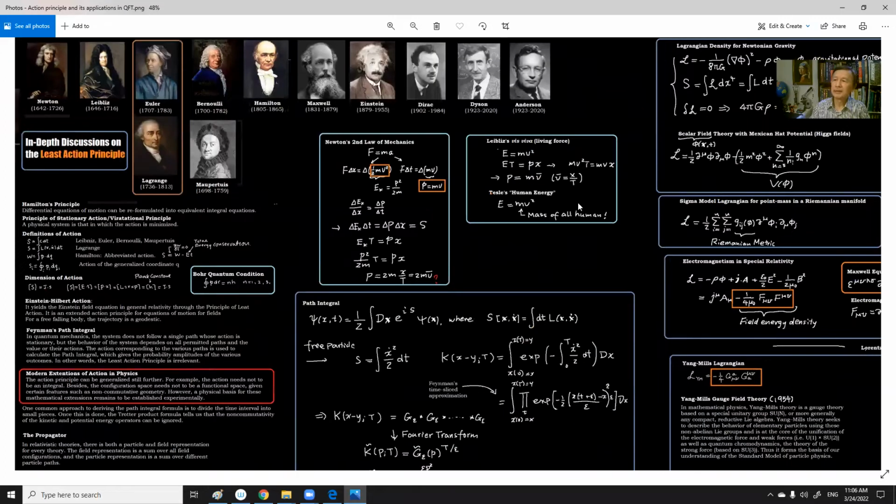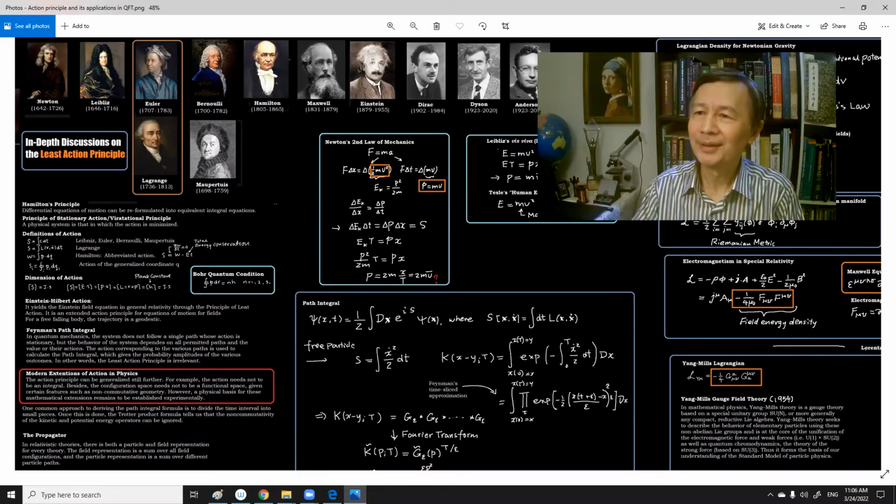Let's just enlarge my profile a little bit. Okay, oh, I'm bigger than those great physicists.